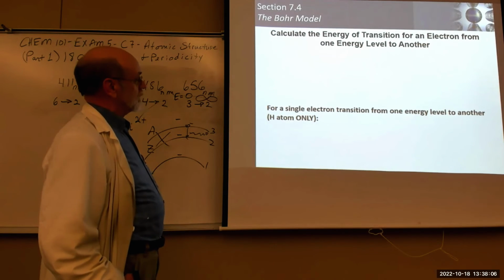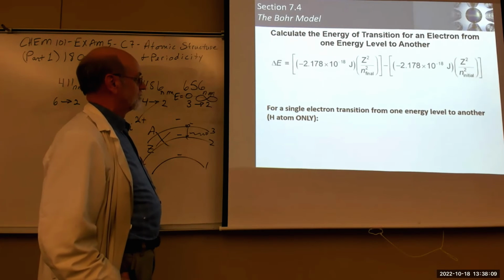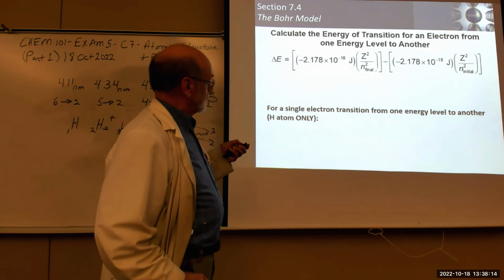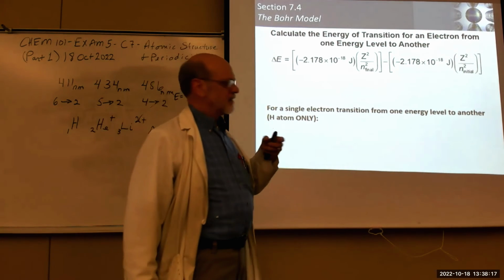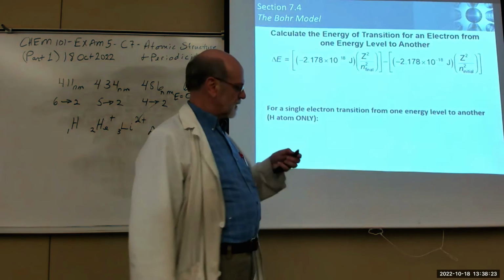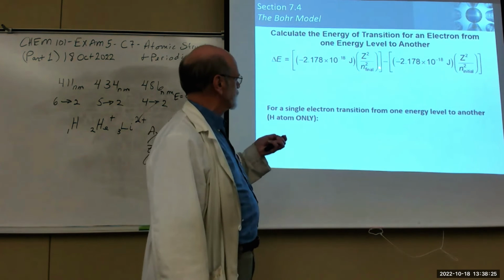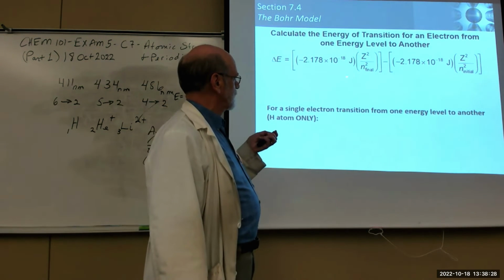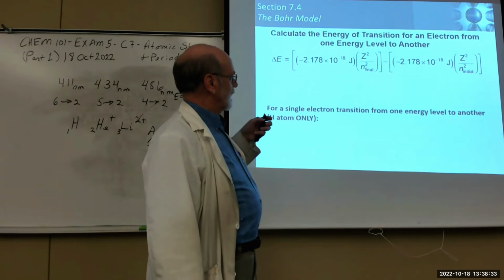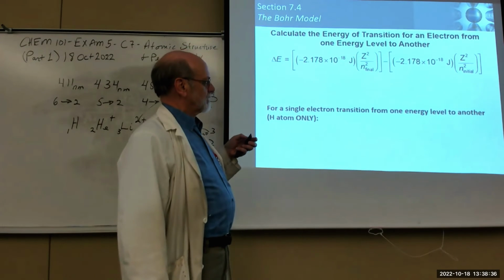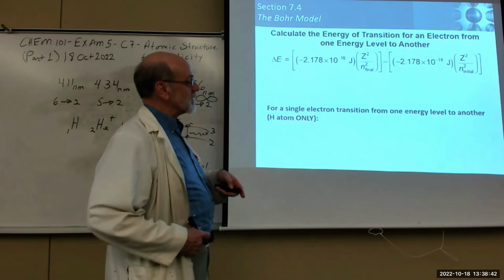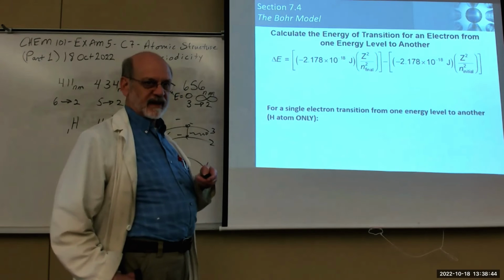So what if we jump the electron from one energy level to another? We say, all right, the delta calculation is always final minus initial. So this is the final energy of the electron, and this is the initial energy of the electron. So you subtract the initial from the final. If it goes one way, it'll be positive. If it goes the other way, it'll be negative. And you can tell from the sign whether it's absorbing or emitting.